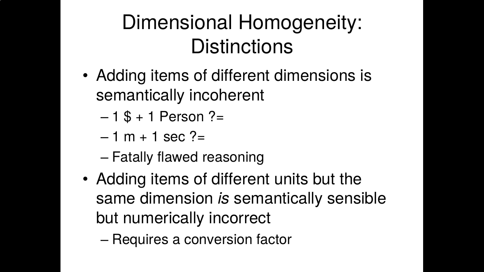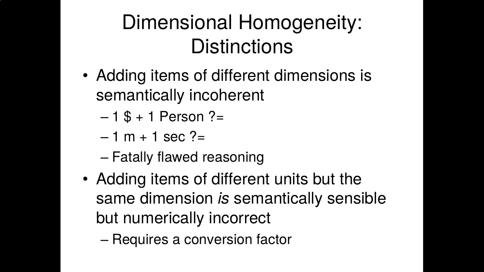Okay, so ladies and gentlemen, as I noted, adding things of different units but the same dimension, adding something measured in meters to something measured in feet, it's semantically sensible, but it's numerically incorrect, right? One meter plus two feet is meaningless. It's semantically consistent. Sure, I'm adding lengths, but it's not numerically meaningful.